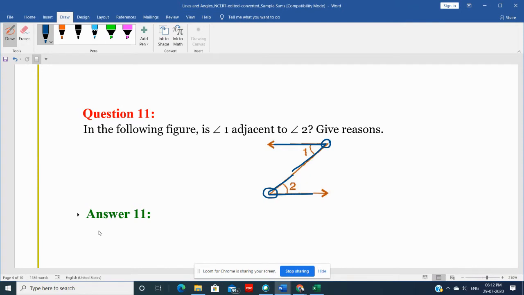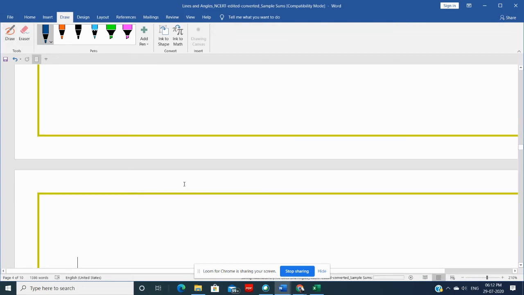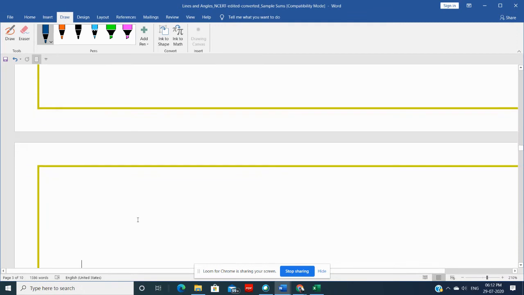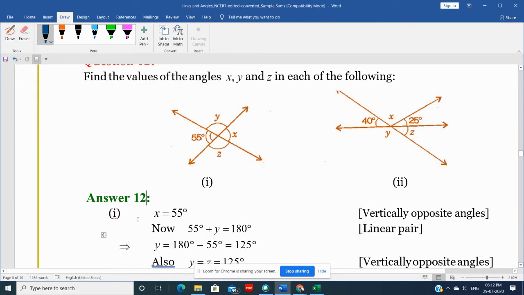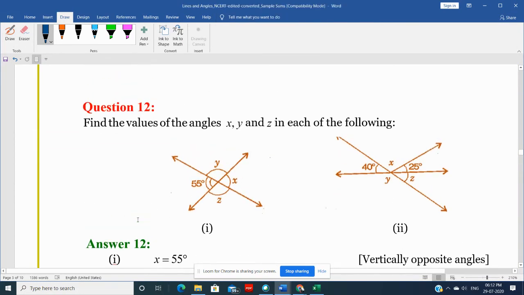Angle 1 and 2 are not adjacent angles because the very first thing is not agreeing, okay? That is, their vertex should be common, right? So that is the first reason. They do not have a common vertex. Now, next question. Question 12. Find the values of x, y, and z in each of the following. Let's find it out.